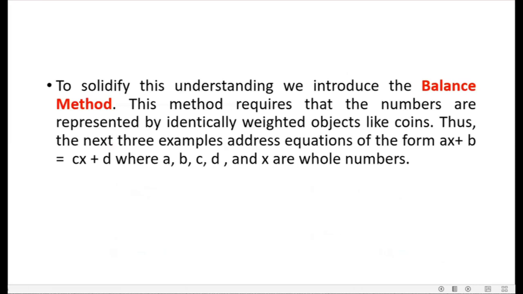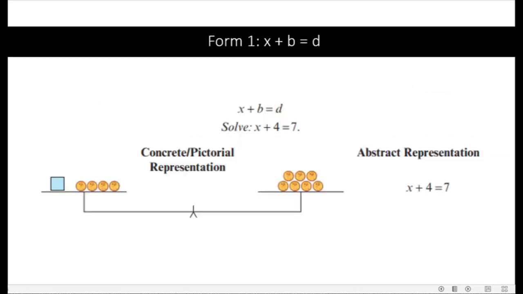To solidify this understanding, we introduce the balance method. This method requires that the numbers are represented by identically weighted objects like coins. The next three examples address equations of the form ax plus b equals cx plus d, where a, b, c, d, and x are whole numbers. For form 1, we have x plus b equals d.